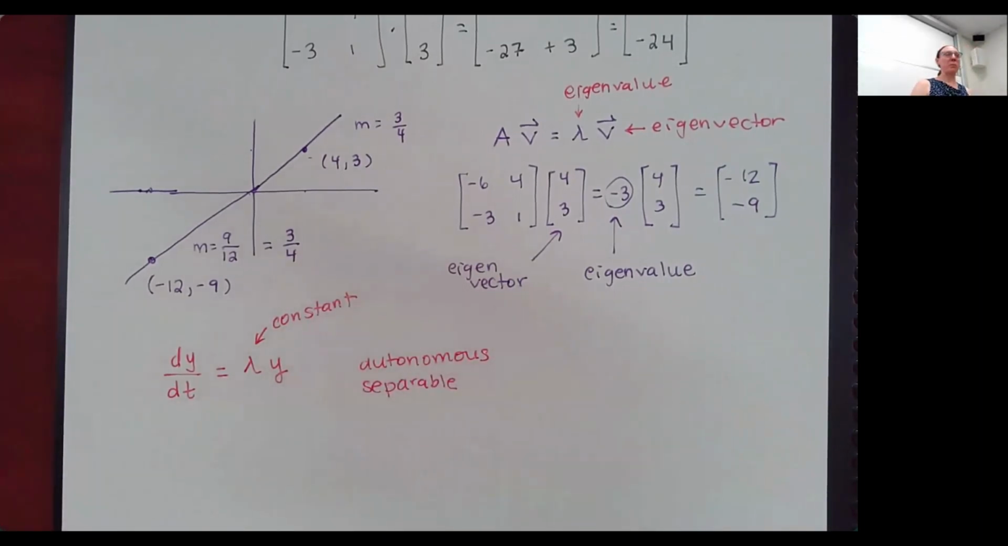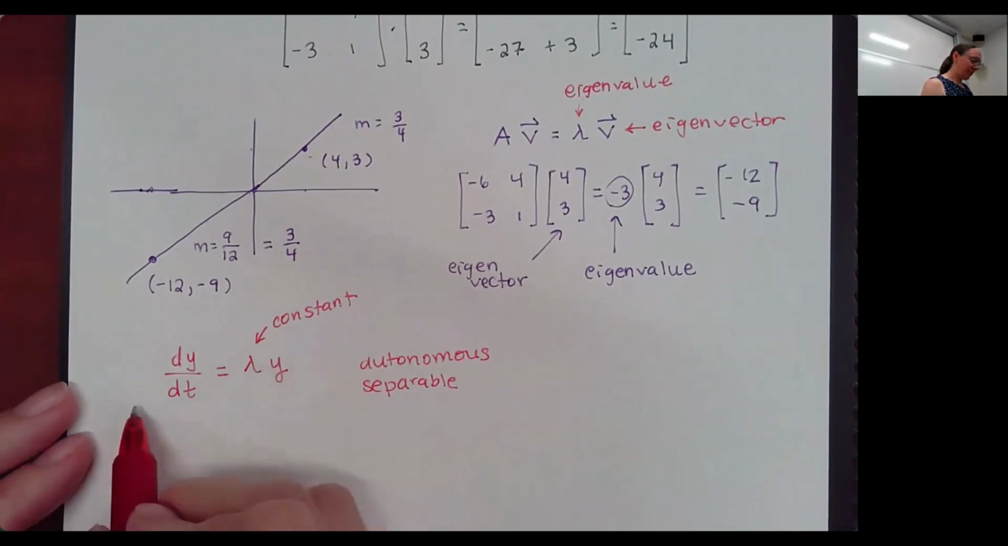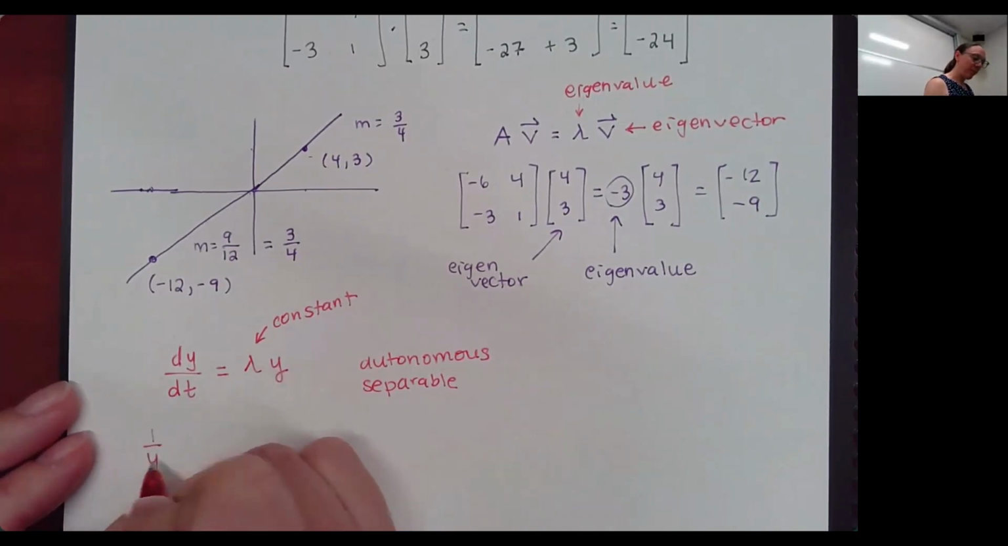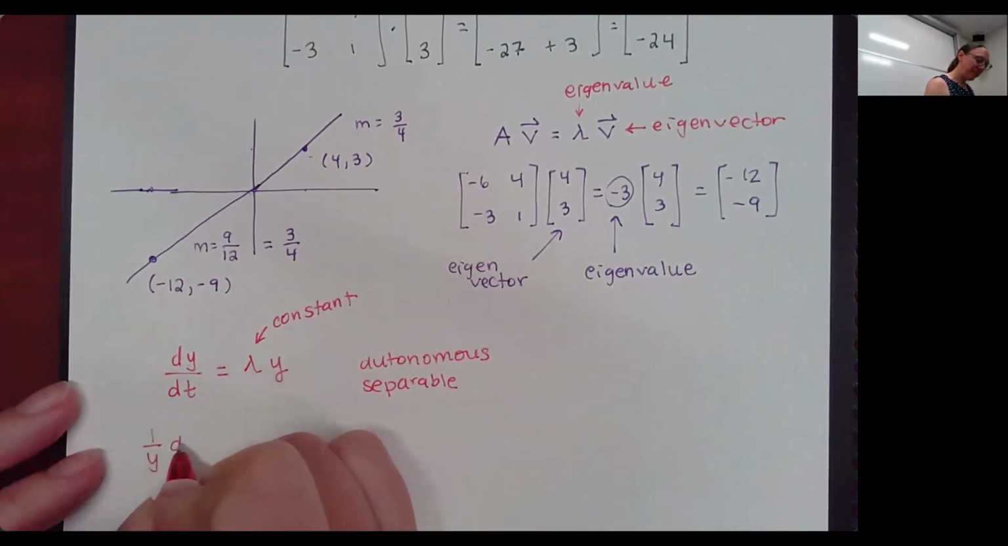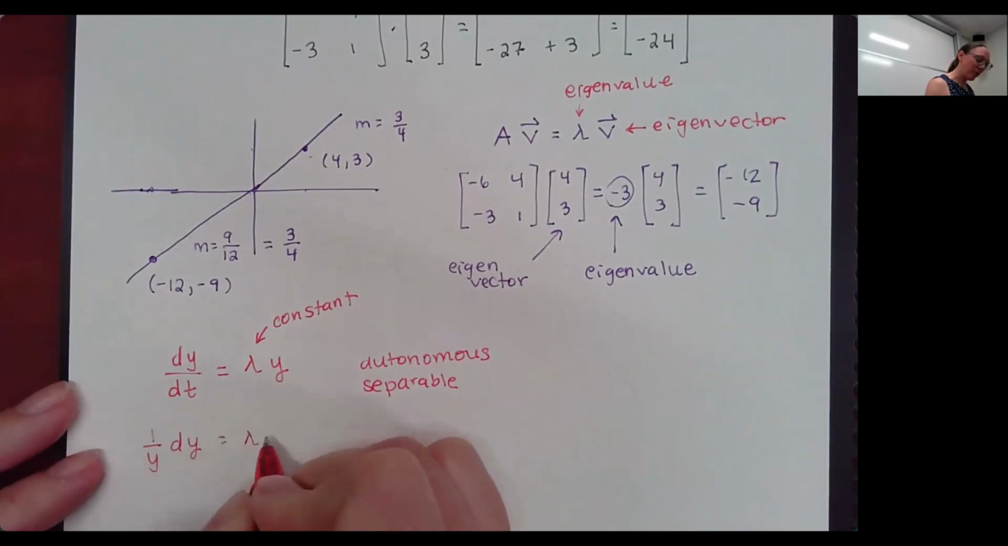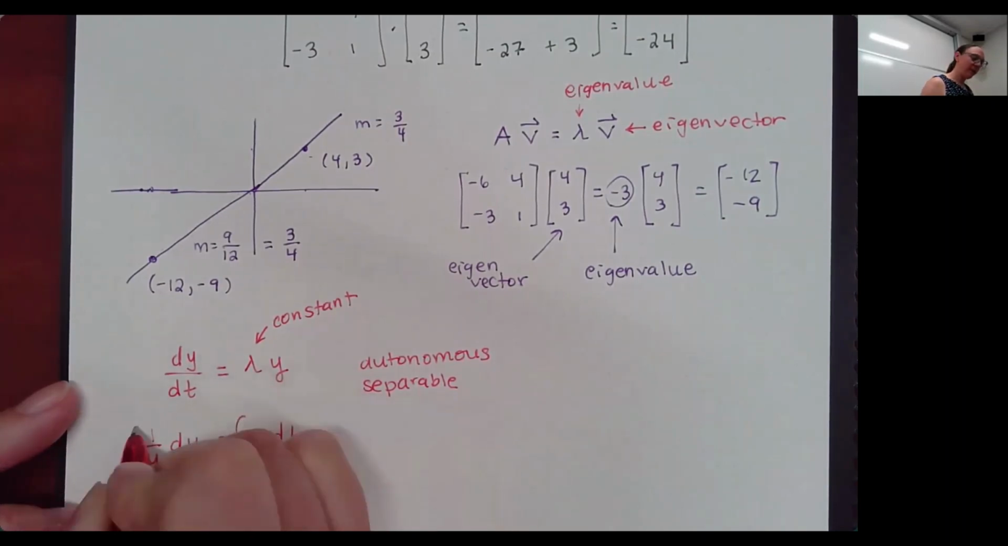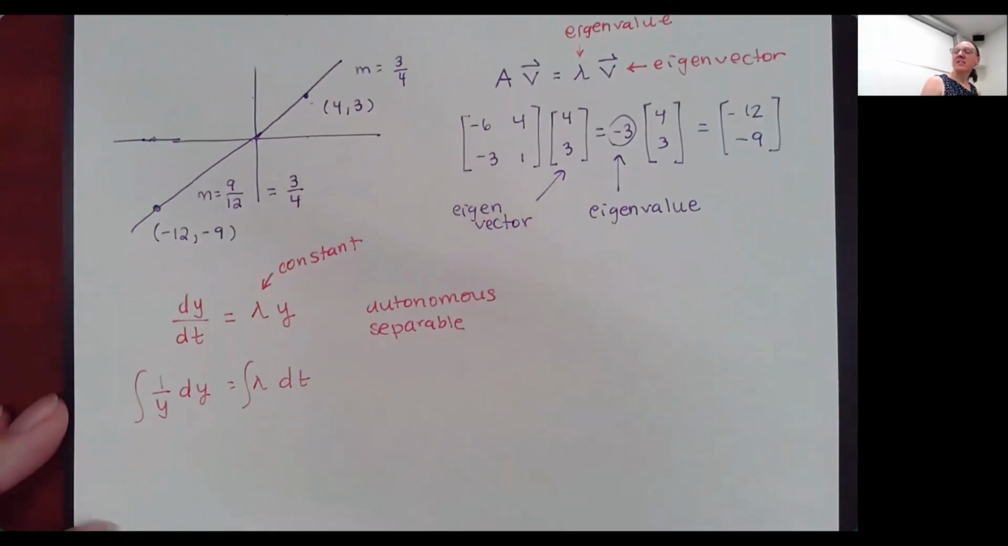And since it's separable, we can solve this. So I'm just really quickly going to solve this thing. I can divide both sides by y, multiply both sides by dt. This one's pretty straightforward, so I'm just going to do this for ourselves.